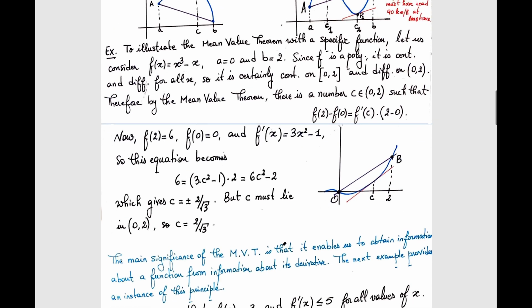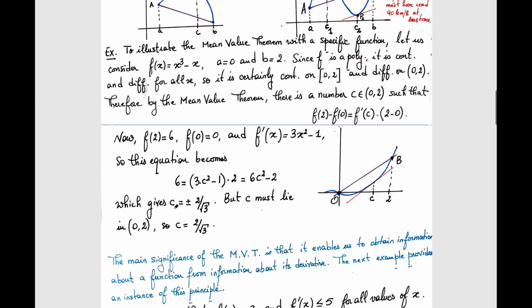And if you solve for c, you get that c is plus or minus 2 divided by square root of 3. So one positive, one negative. But in our discussion, the c is between 0 and 2. So the c we're looking for is the positive part, 2 divided by square root of 3.